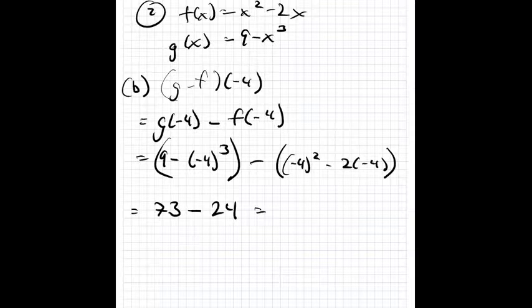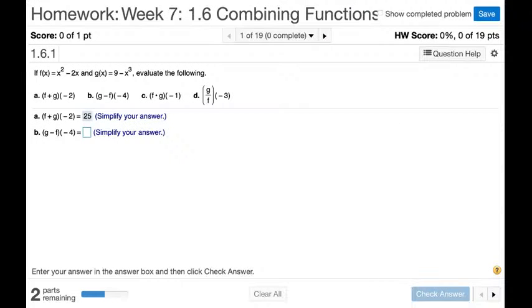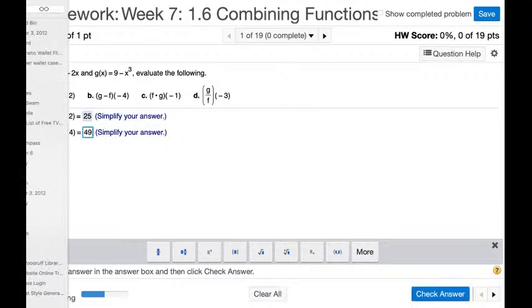You can use calculators. I'm just trying to crunch the numbers as quickly as I can in my head, and just trying to be quick with it. You don't, anyway, 49. Okay.